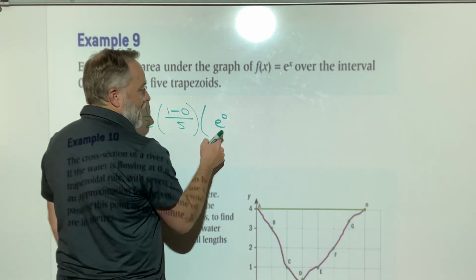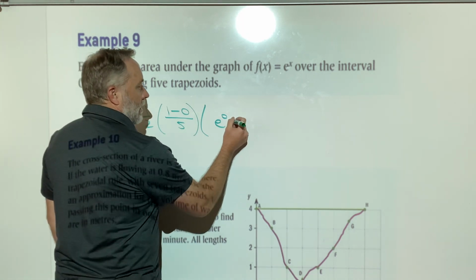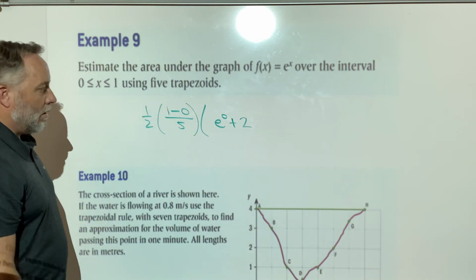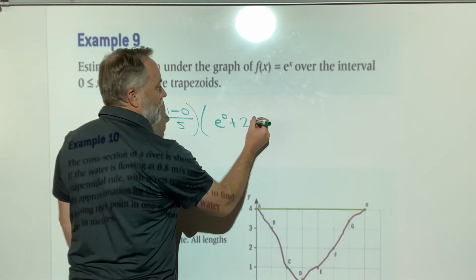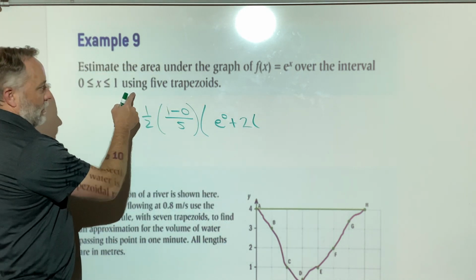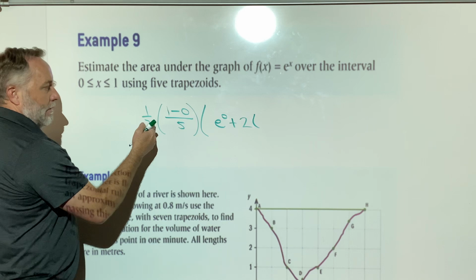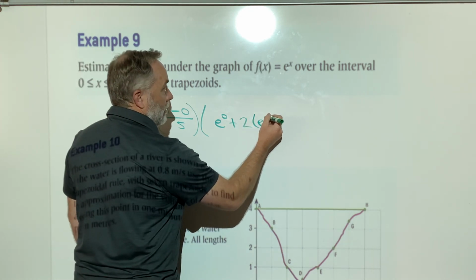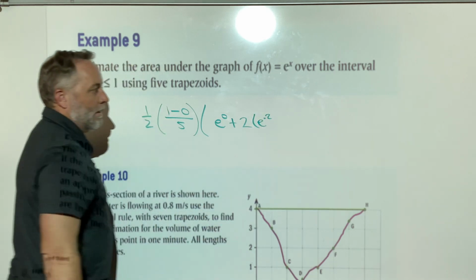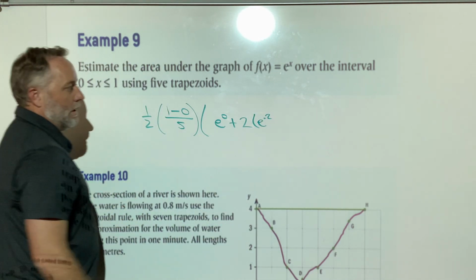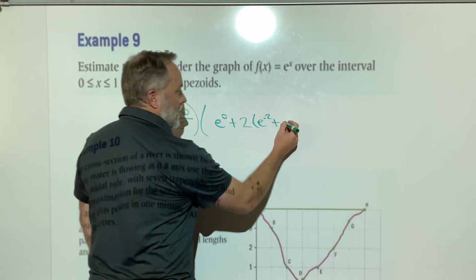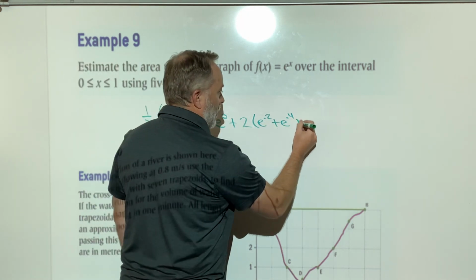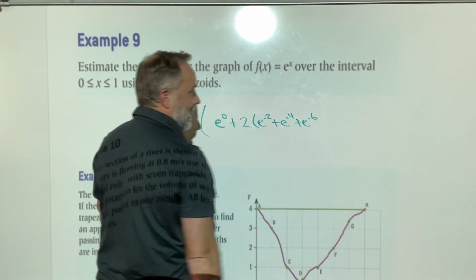But then we say, so that's the left exterior point, plus now we're on interior points. So we're going to have 2 of them because they share different trapezoids there. So 2 times, and what's the width of each interval? It's 0.2. So my first interior point is when x is 0.2. So that would be e raised to the 0.2. All right, move over one more interval. That's still on the interior, so that's e to the 0.4. Do that again, move over one more interval, e to the 0.6, okay?